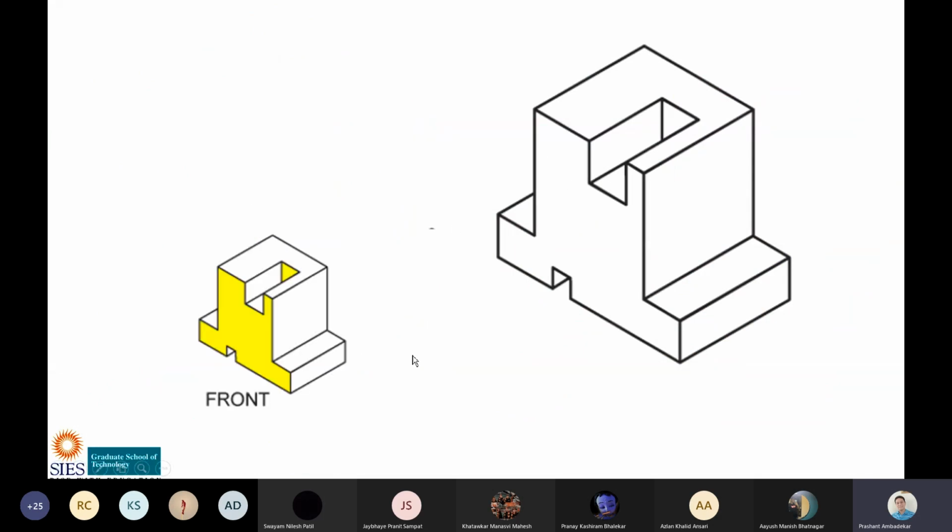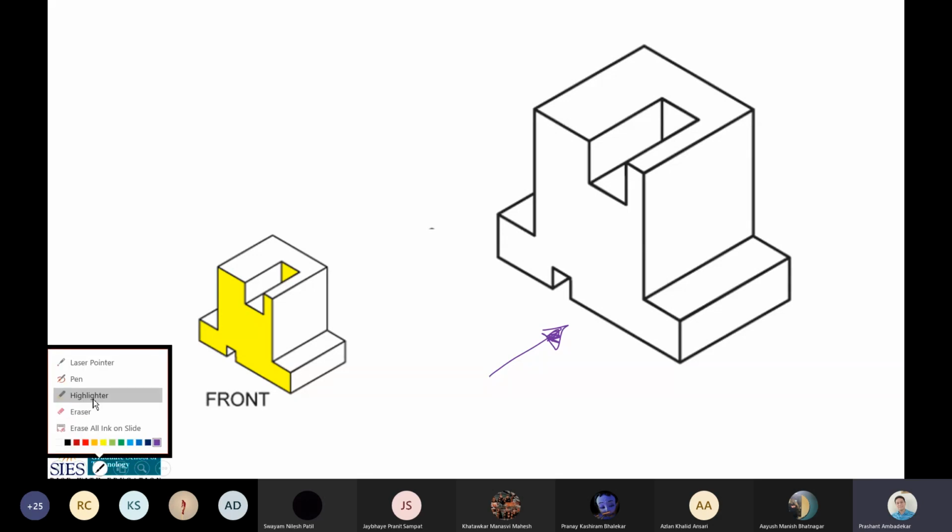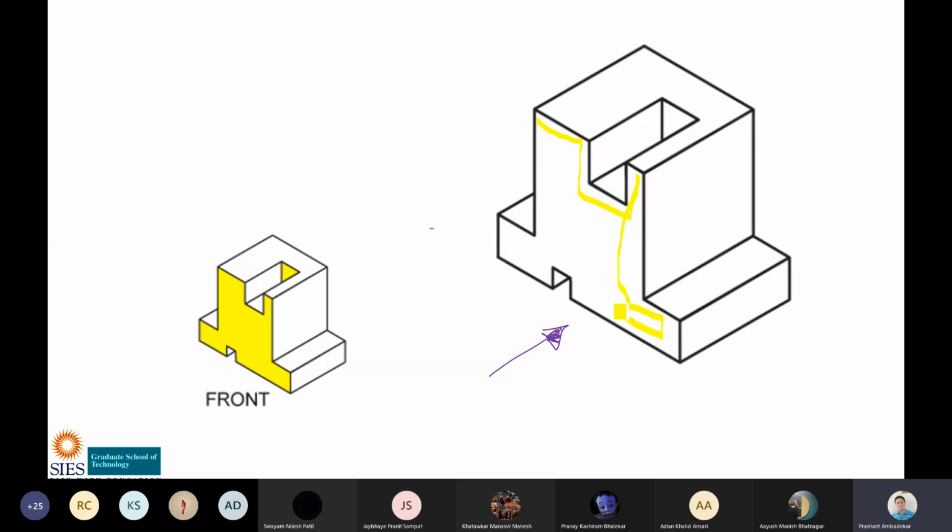Now I should have shown you front view first. Okay, front view. Now this object, if I am viewing it from here, what will I see in the front view? Let me change the color of the pen. What will be seen in the front view? See, you will see this thing, all this, then there is a portion, a raised portion like this. So all this we will see in the front view, and the same thing is drawn here.